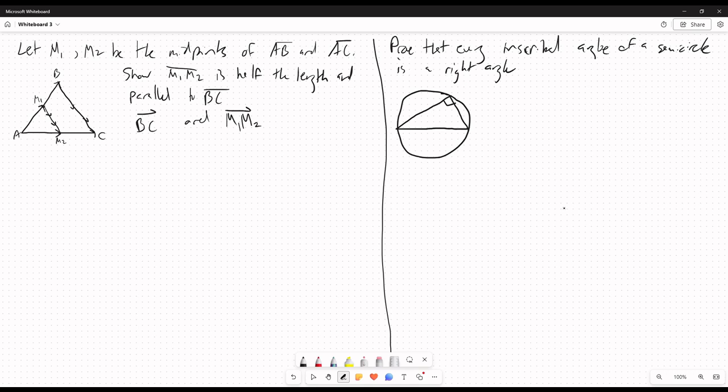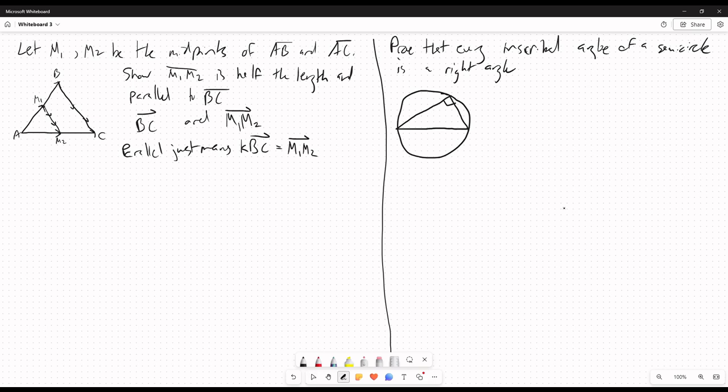One thing we want is that we want them to be parallel. Parallel just means that BC times some scalar multiple gives me M1M2. Because remember, multiplying by a scalar multiple doesn't change the direction, it just changes the magnitude. So if we can get one just by multiplying by a scalar multiple, then it means they're parallel.